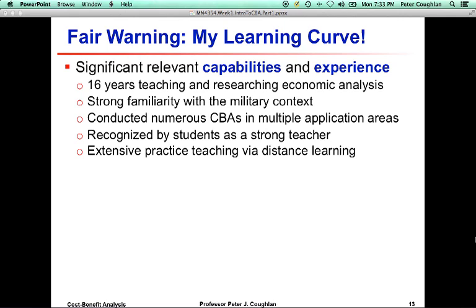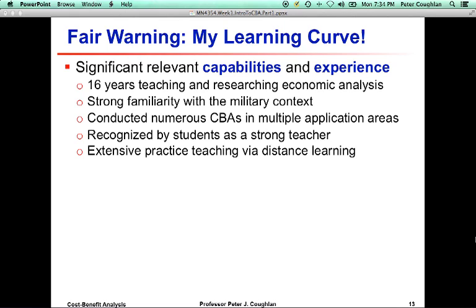Now, first of all, I do have significant relevant capabilities and experience. As I mentioned, it's been 16 years now. I've been teaching and researching economic analysis for 16 years as a professor. I have a strong familiarity with the military context, as I mentioned, by birth, marriage, and employment for the last 10 years. And I have conducted numerous cost-benefit analyses in multiple application areas in manpower, acquisitions, and operations within the Navy, Marine Corps, and some work with the Army context.